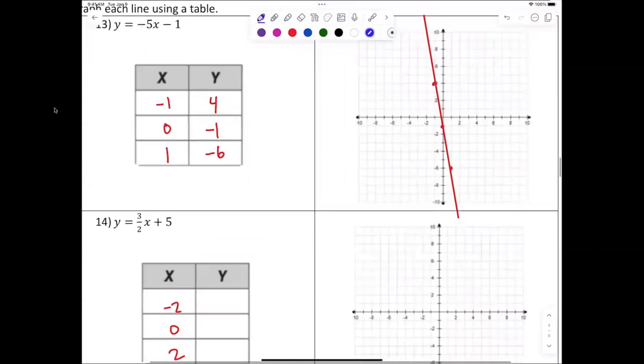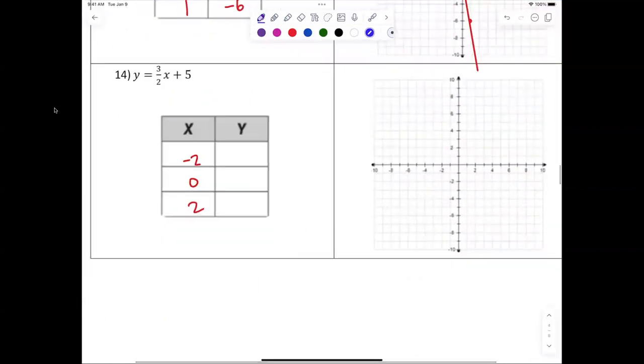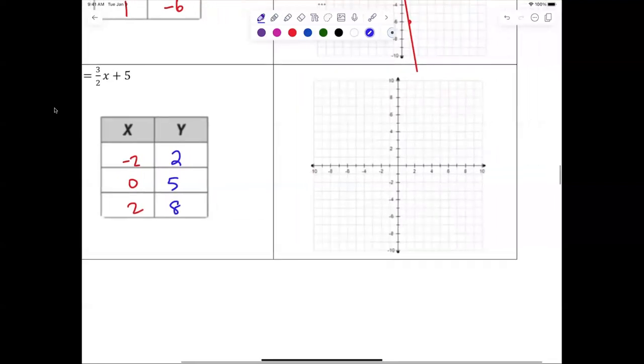All right. When I plugged in for number 14, -2, I ended up with what? Plug in 0. Plug in 2. Very nice. So (-2, 2), (0, 5), (2, 8).